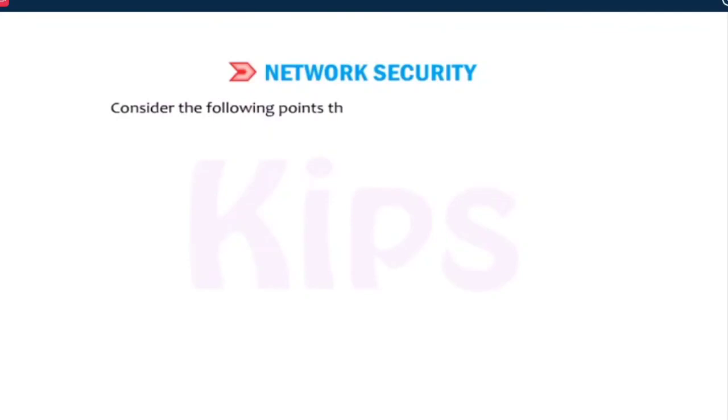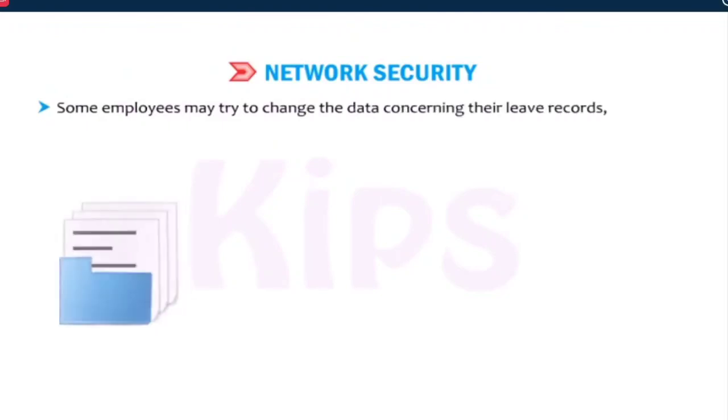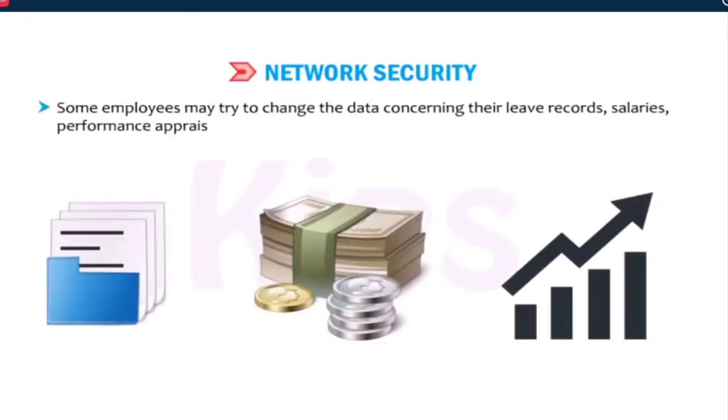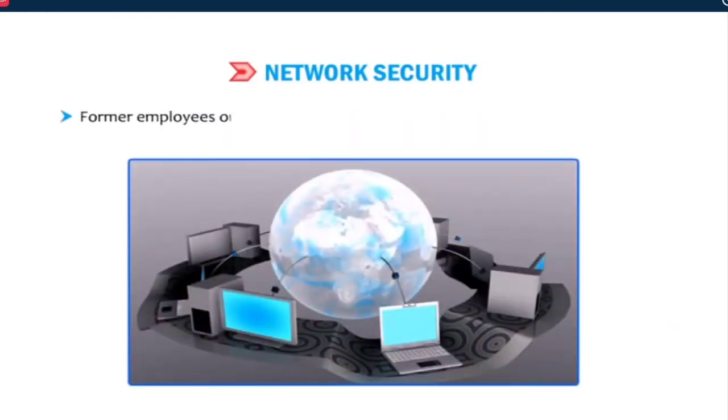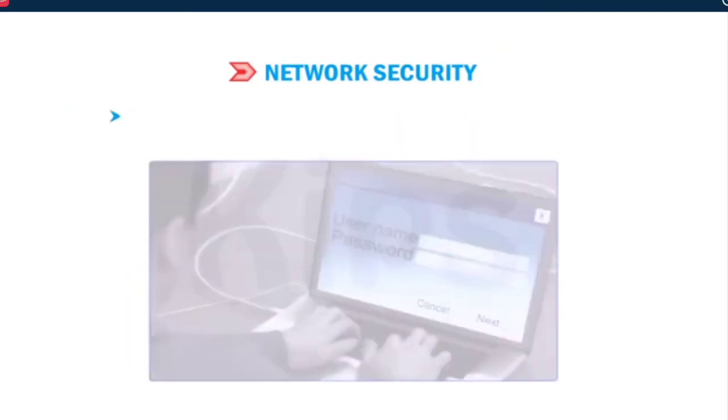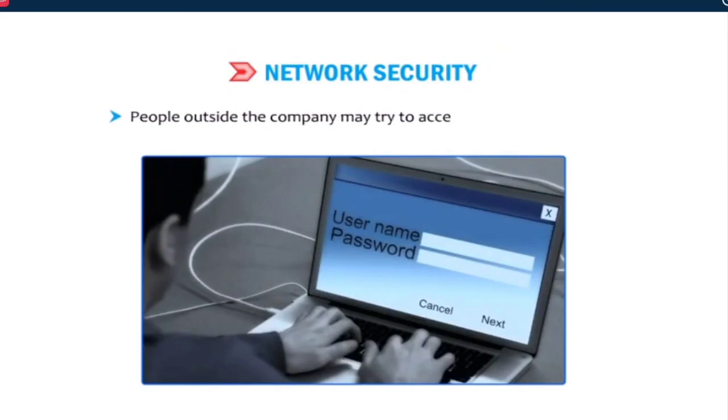Consider the following points that may happen in any organization. Some employees may try to change the data concerning their leave records, salaries, performance appraisals, etc. Accidental deletion of important data. Former employees or some other people may try to harm the company's data. People outside the company may try to access confidential data.